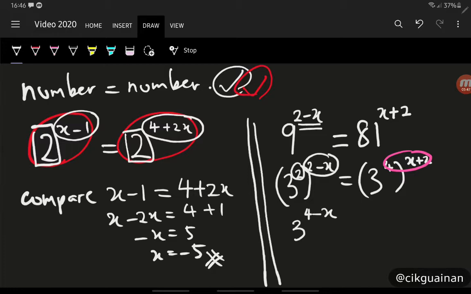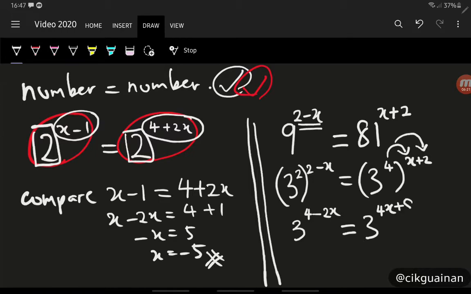This is a common mistake made by students. They only multiply this part only, which is wrong. You have to multiply 2 by this whole lot, 2 minus x, because there are two terms over there. So 4 minus 2x equals, on the right hand side, don't forget, 4 multiply x, so 4x, 4 multiplied by 2 plus 8. Then you see, the bases are the same, we can compare.